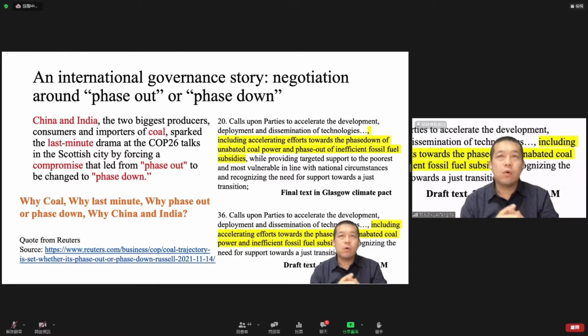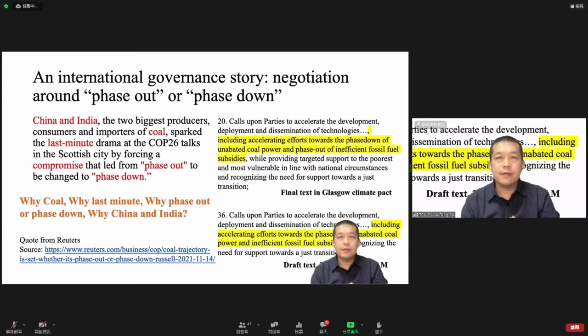The highlighted words are about coal, which generally ask parties to accelerate efforts towards the phase down of unabated coal and phase out of inefficient fossil fuel subsidies. So generally, this means we need to reduce stepwise the coal capacity, which is the exact meaning of phase down, and to stop the inefficient fossil fuel subsidies, which is the exact meaning of phase out.